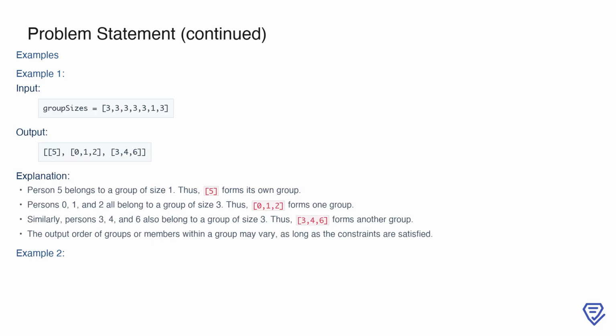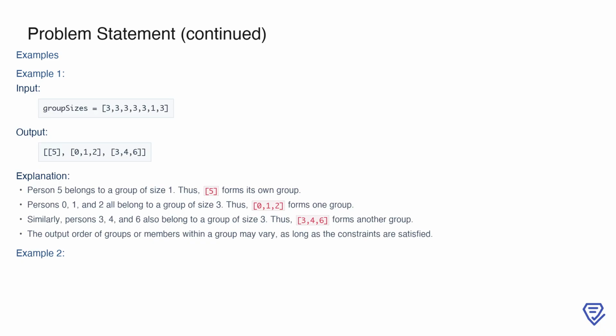Suppose the input is groupSizes equals [3,3,3,3,3,1,3]. Here, person 5 has a group size of 1, so they form their own group, represented as [5]. Next, persons 0, 1, and 2 all belong to a group of size 3, so they form another group, [0,1,2]. Similarly, persons 3, 4, and 6 also belong to a group of size 3, forming the group [3,4,6]. The output in this case is [[5],[0,1,2],[3,4,6]].